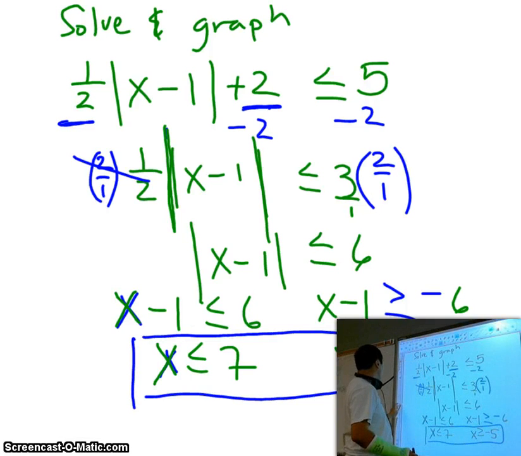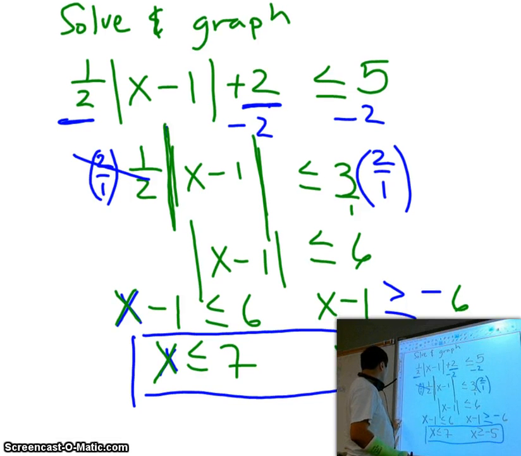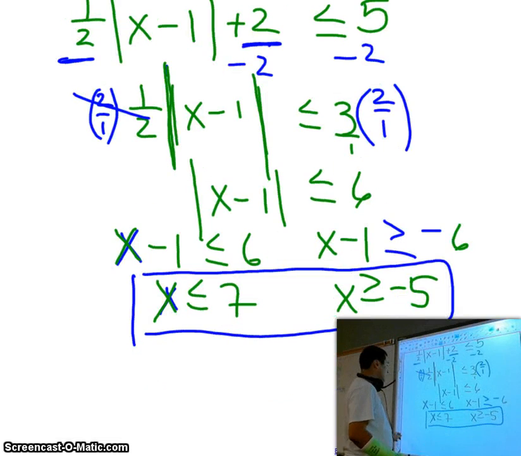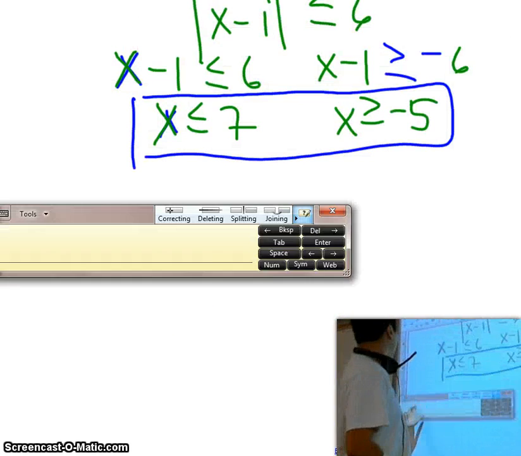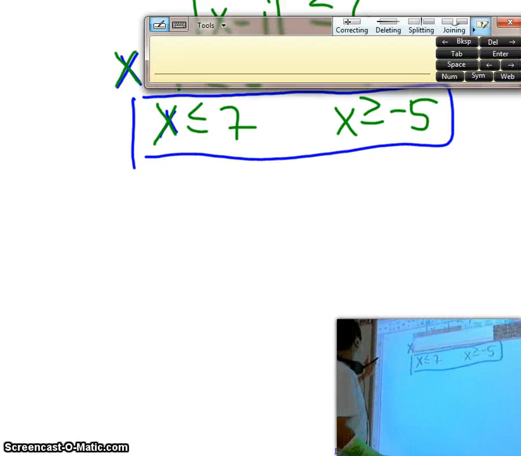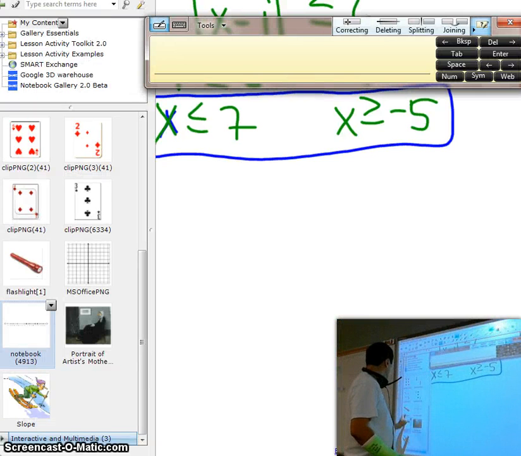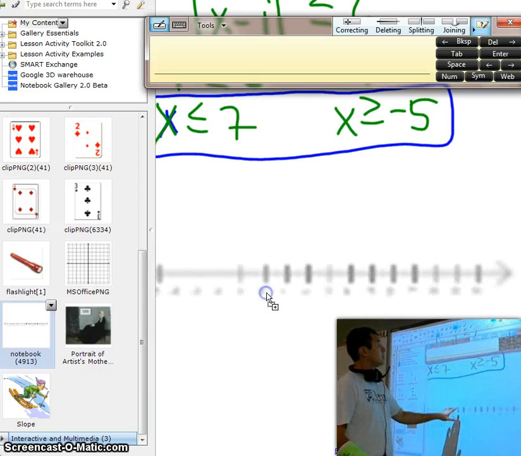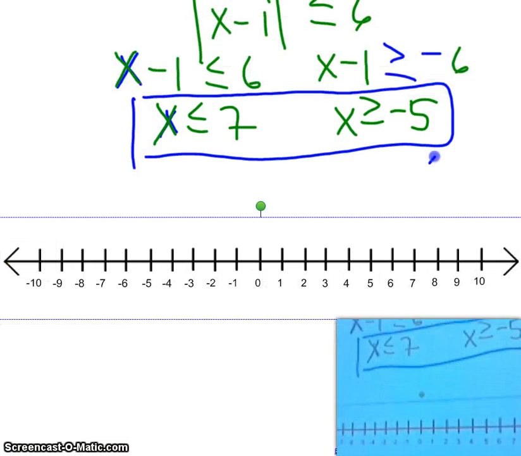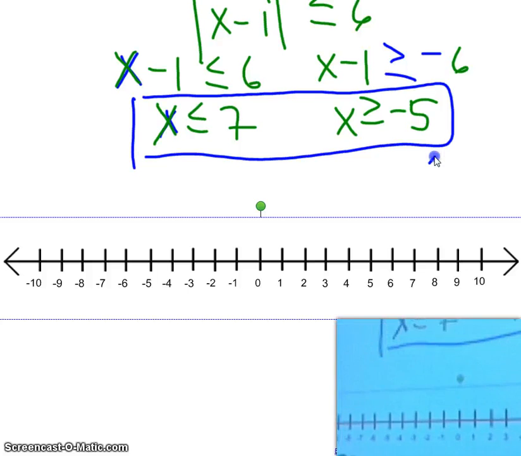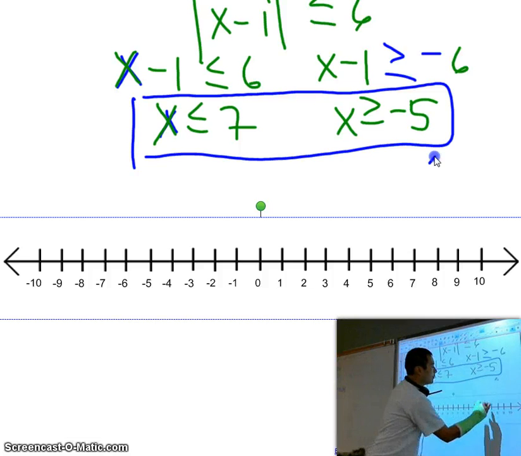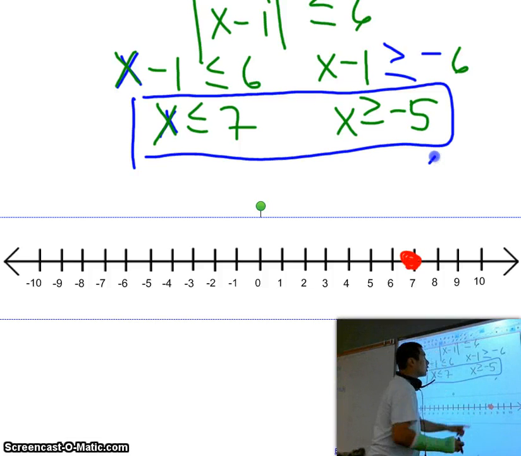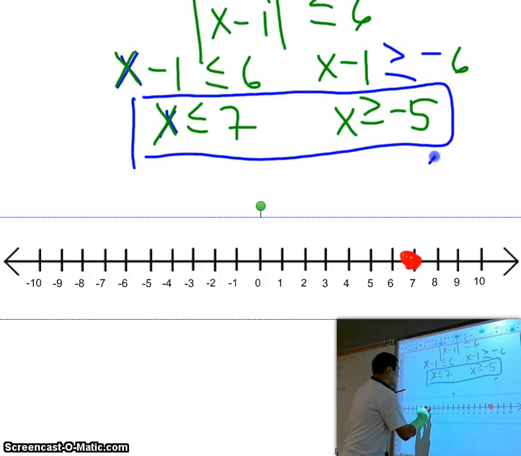Now I graph this. Let's graph this. So, take a look. We have a closed circle at 7, so we go over to 7, we do a closed circle. We go over to negative 5, we do a closed circle.